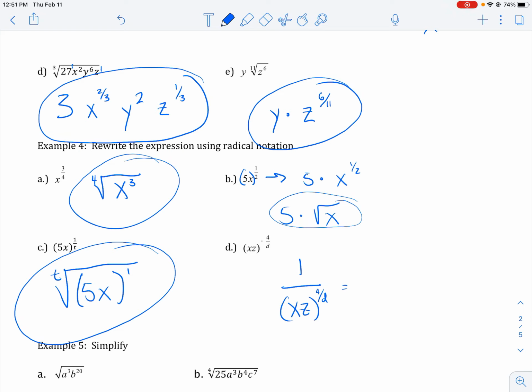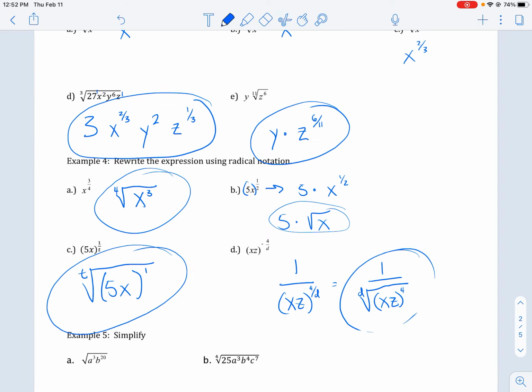Now, let's adjust this so that we're following what we're supposed to do here. So I'm going to put the xz, I'm going to raise that to the 4th, and we're going to take the d root of that, right? I guess that's how you would say it, because we don't know what d is. But if we did, and we knew what x and z was, we could certainly find those.